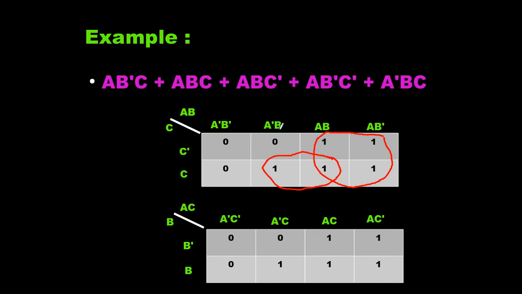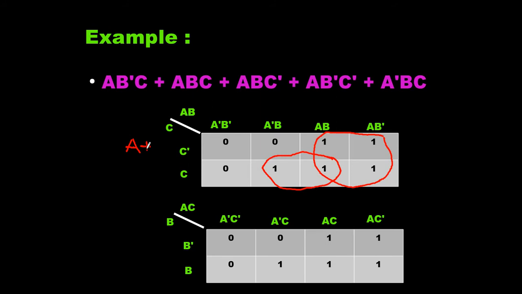So all of this is going to be what? This is A. What's common between all those four? It's A. B is not common because here I have B, B naught. C is not common because I have here C naught and C. So all those four represent A. And those two represent what? CB.